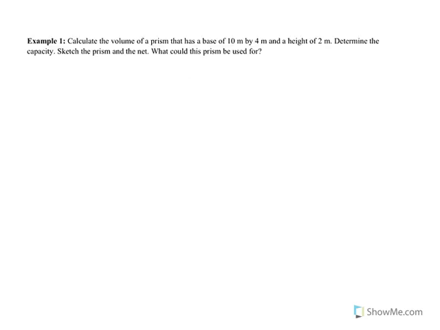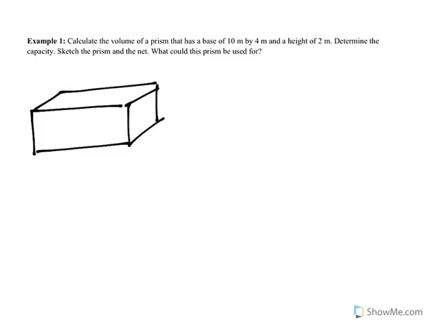Just so you know, when you're calculating the volume of something, you're going to do the area of the base times the height. This first one is telling us to calculate the volume of a prism that has a base of 10 meters by 4 meters and a height of 2 meters. So it's a prism. We're going to assume it's a rectangular prism because it just says length times width times height. So we have 10, 4, and a height of 2. Determine the capacity, sketch the prism and the net, and what could this prism be used for?